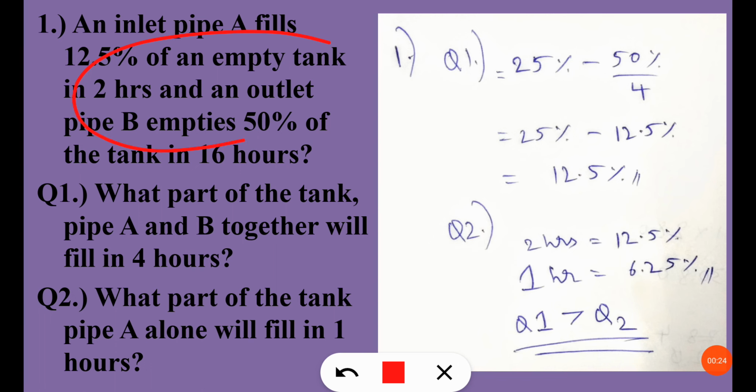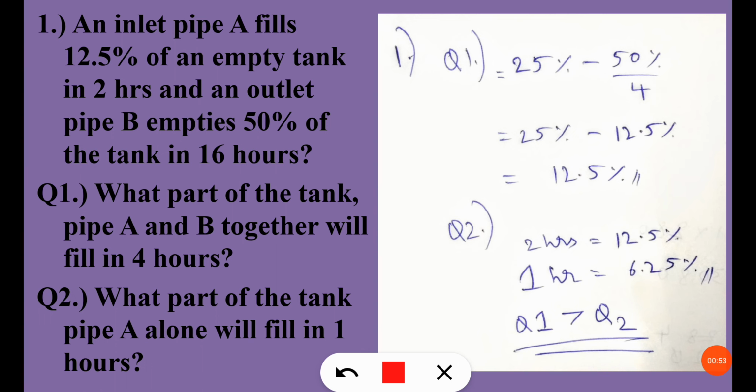So with this paragraph we came to know that there are two pipes. One is a filling pipe and another one is an emptying pipe. Pipe A is the filling pipe, which is 12.5%. 12.5% can also be written as 1 by 8. We have studied this in the percentages video. And there is another pipe called the emptying pipe, which empties 50% of the full tank in 16 hours.